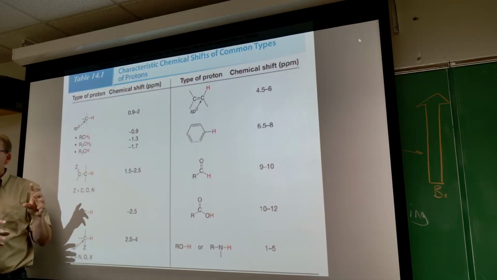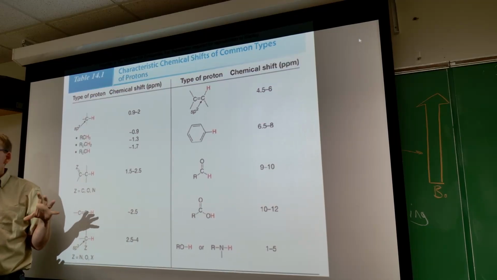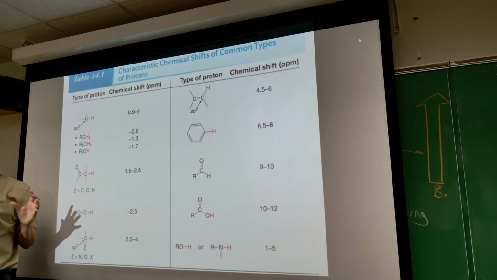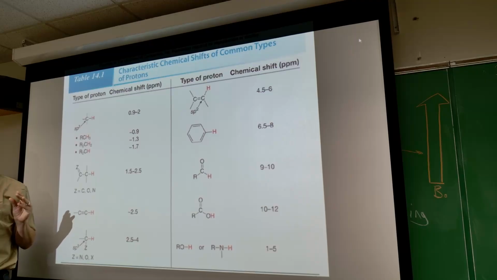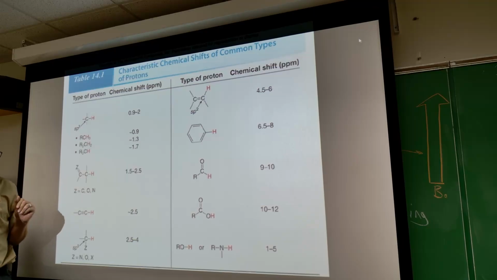They take electrons away and they remove shielding. So sometimes you'll hear this term de-shielded. That means stealing electron density away and making the nucleus appear further to the left at higher chemical shift, downfield.